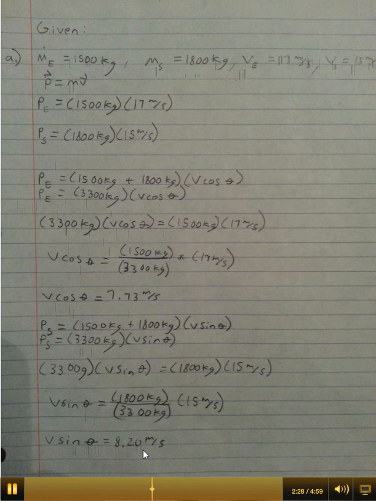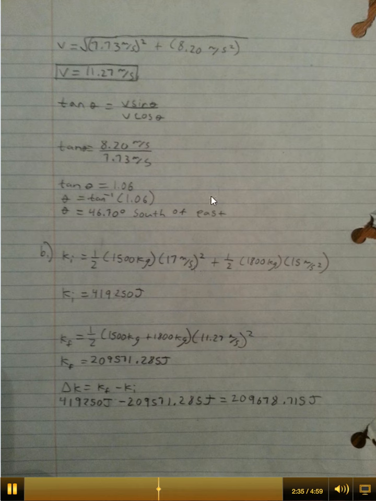So what we need to do is throw them in the Pythagorean theorem to get the magnitude of the two. We take those two values we found just now, v cos theta for the car going east and v sin theta for the car going south, and we take the value that they're equal to, and we get the magnitude, velocity equals 11.27 meters per second. And that is how fast the cars are going right after.